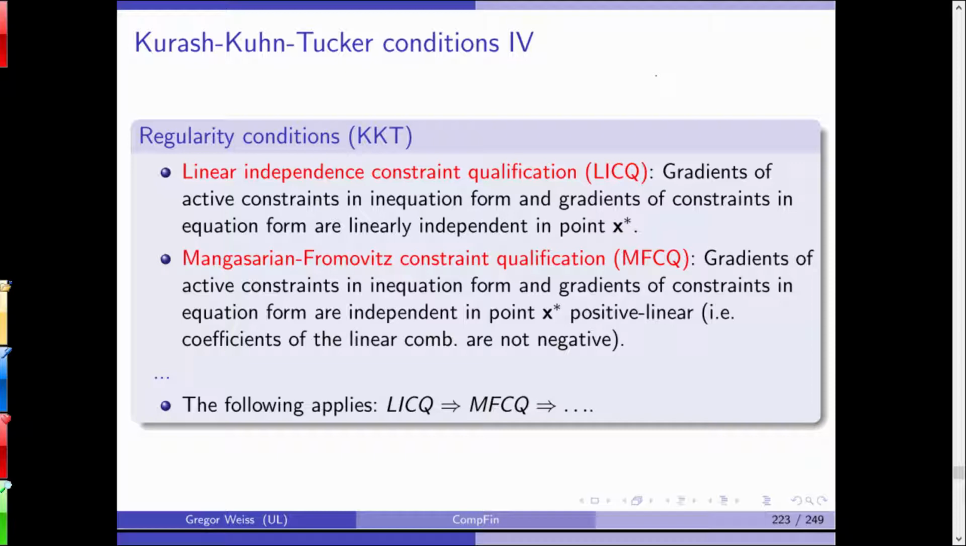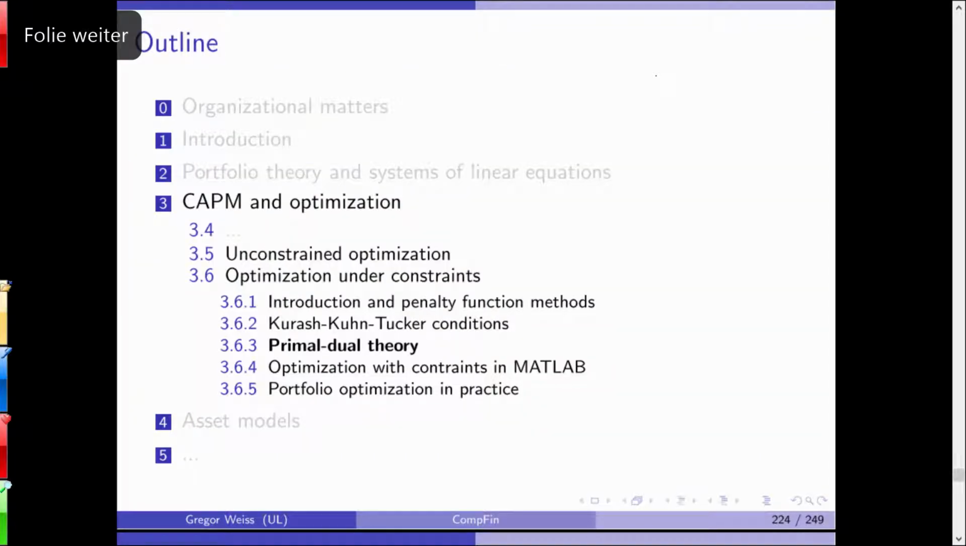For example, the gradients of active constraints in inequation form and gradients of constraints in equation form are linearly independent in point x star. Okay. Gradients of active constraints in inequation form and gradients of constraints in equation form are independent in point x star and positive linear and so on. And you also see that the second one follows from the third one. You don't need to care about this. You simply need to remember that you cannot simply use the Karush-Kuhn-Tucker conditions and be done with it, but in contrast to the special case in one dimension and constraints in equation form, you first have to make sure that this theorem holds. And you can do this by checking these conditions.